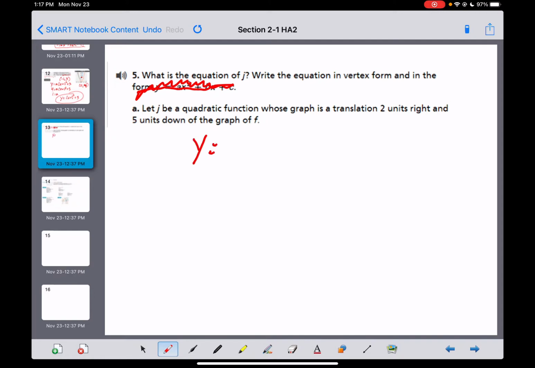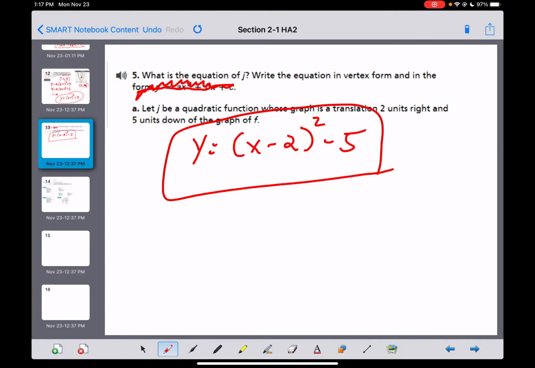It's translating 2 units to the right and 5 units down. 2 units to the right, so x minus 2 squared, and 5 units down. Oh, there's no a value for this one. Oh well, guess a is equal to 1. It doesn't give us another point that it goes through, so there's nothing we can do. It's just telling us what it's doing. That's what it's doing, okay?